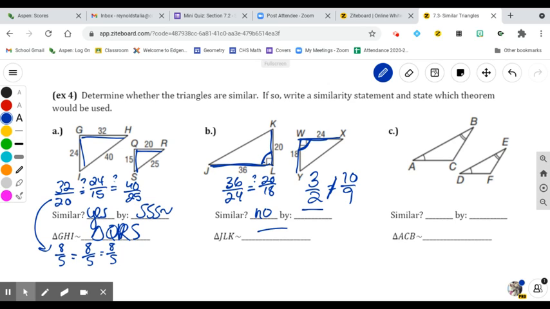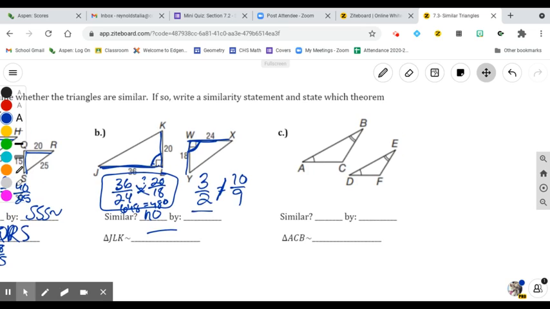Another way that you could do it is if you only have two sides that you're comparing, you can just cross multiply them. That only works if you have two of them though. So if you wanted to do that for this one, we could do 36 times 18, which is 648. And if that's equal to 24 times 20, which is 480. So see how those aren't equal? So that would be another option. Okay, so that one was a no.